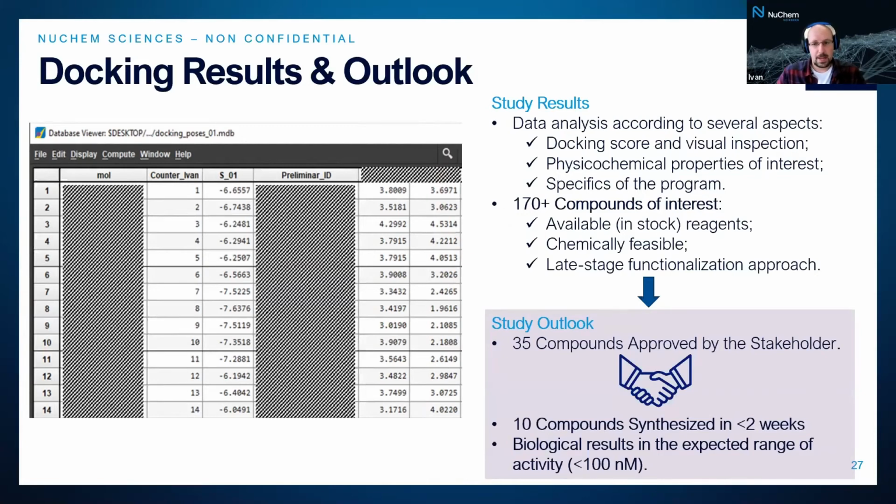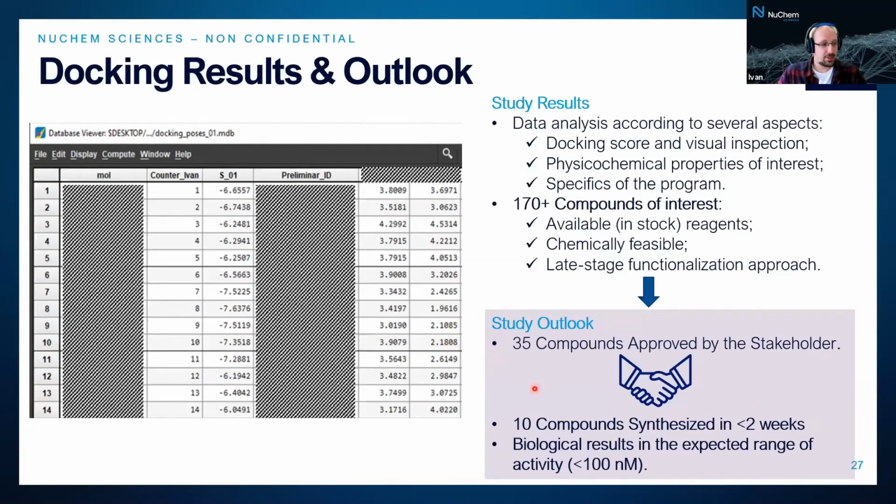Of note, given the premises of this study, every single molecule among these 170 compounds is synthetically accessible and can be obtained via late-stage functionalization of a common intermediate, as discussed before. All these compounds were proposed to the NuChem and stakeholders team, and 35 were given green light for synthesis.